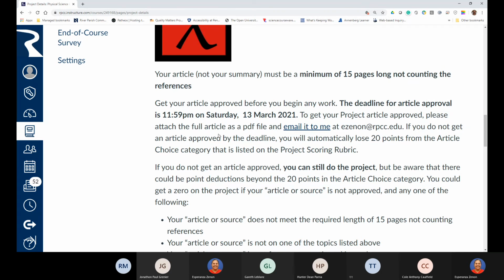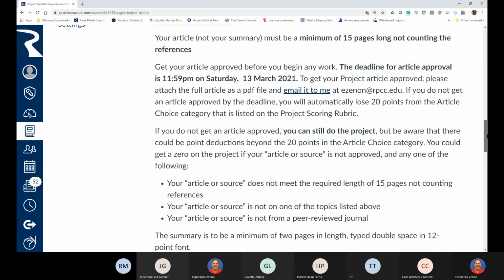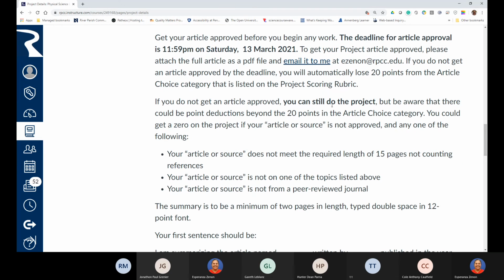All right? If you don't get an article approved by the deadline, you automatically lose 20 points off the article grade. So 20 points off the top. That means the best you can do is 80%. If you do not get an article approved, you can still do the project, because I get students all the time asking, I didn't get an article approved, can I still do the project? Yes. But be aware that there could be point deductions beyond the 20 points.